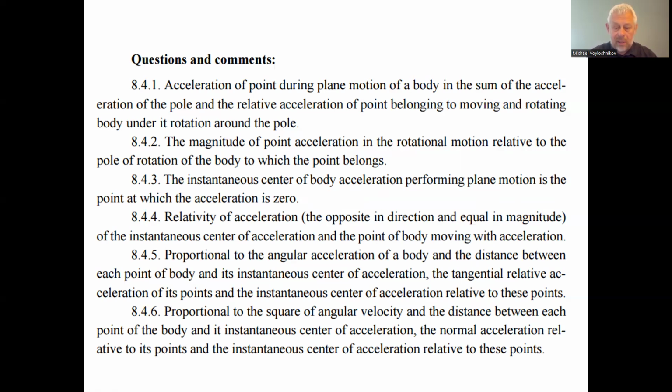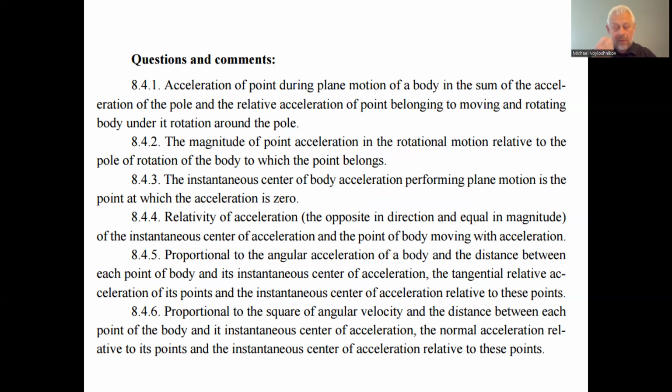This could be the tangential component and the normal component, depending on whether the body has a definite angular velocity and angular acceleration. H for 2: the magnitude of point acceleration in the rotational motion relative to the pole of rotation of the body to which the point belongs.